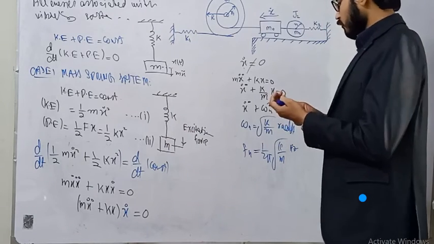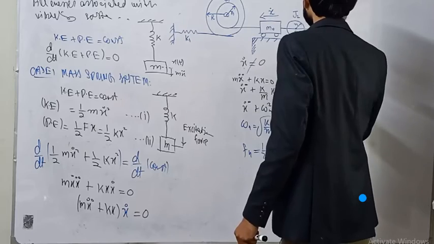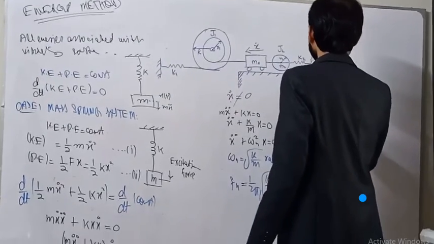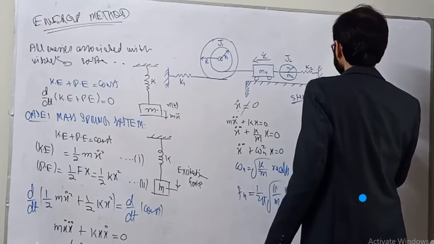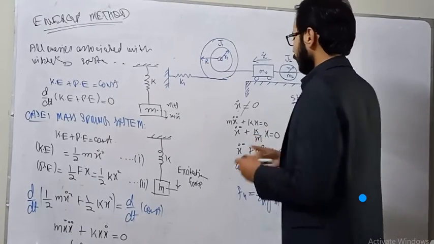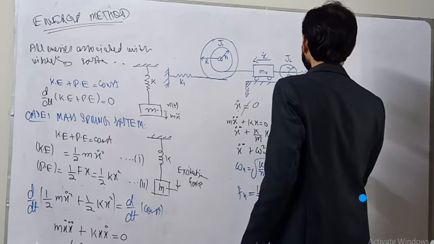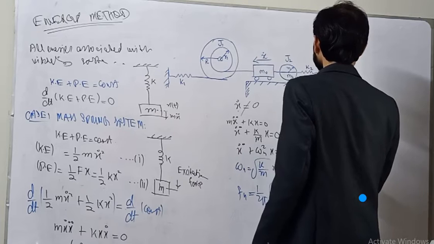Now suppose a case where we are going to apply simple harmonic motion for the mass spring system. So what will happen? Consider that the vibrating element has a simple harmonic motion, to find out the general solution to the equation of motion.